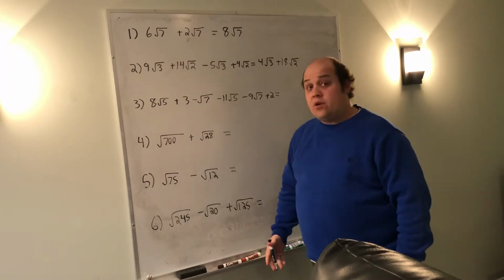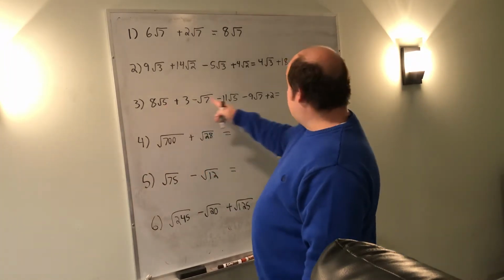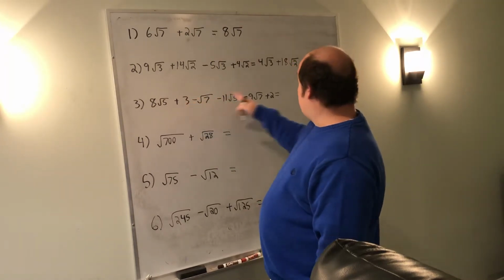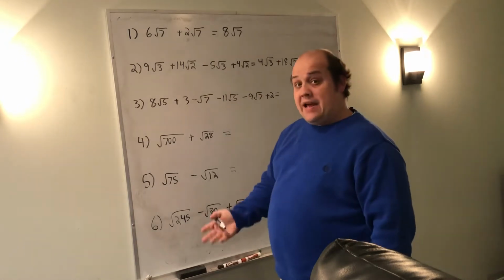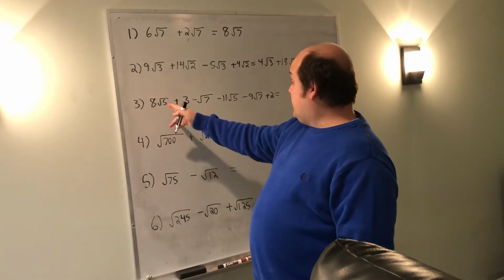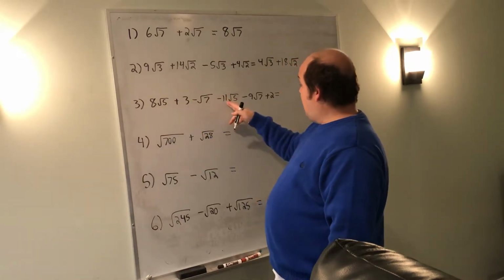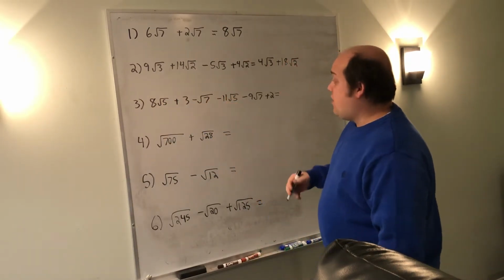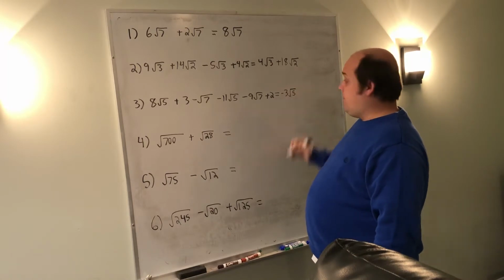Same idea for number 3, except there's 3 different things I have to keep straight. Here I have roots of 5, here I have just whole numbers, and here I have roots of 7. So I can combine things that are like terms. I start with my roots of 5, 8 roots of 5 here, minus 11 roots of 5 there. 8 minus 11 gives me negative 3 roots of 5.